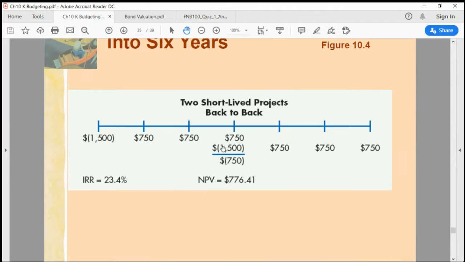So another cash outflow, another investment of 1.5 million. So in time 3, actually it is negative, say negative 750K, right? Because there was a cash inflow of 750 and a cash outflow of 1.5 million. So if you find the net present value of all these cash flows, then the net present value will be 776. Internal rate of return will be 23.4.